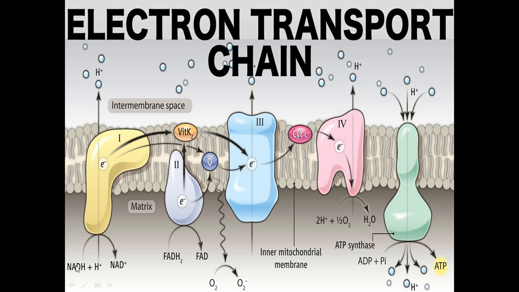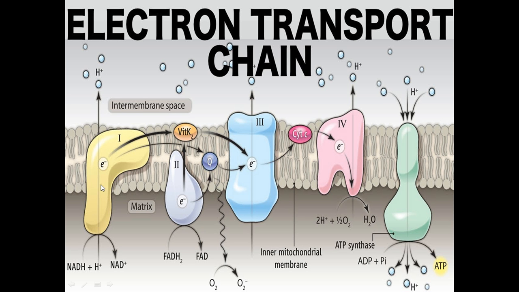When NADH gives its electron to complex 1, complex 1 has several electron carriers embedded in it. We have the iron-sulfur clusters, which are very mobile and transfer electrons to the other complexes in the inner mitochondrial membrane.